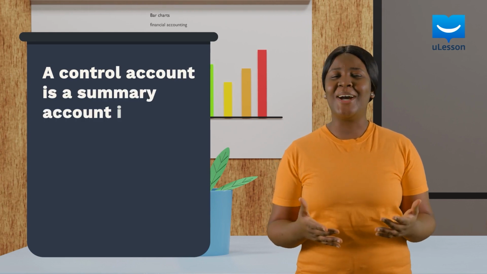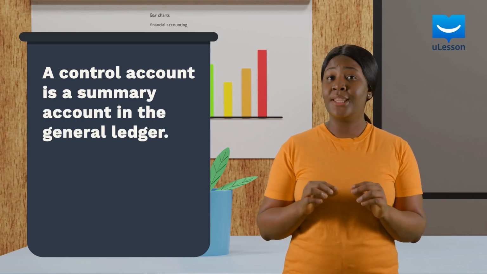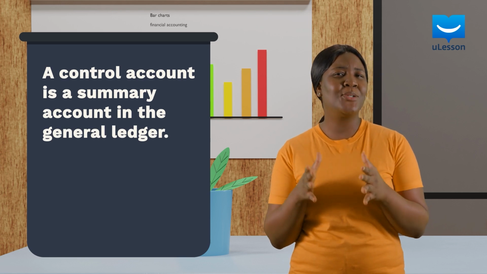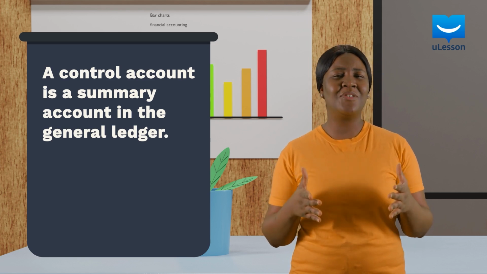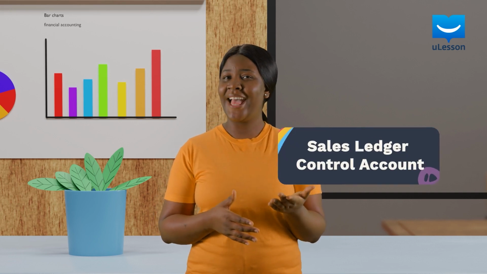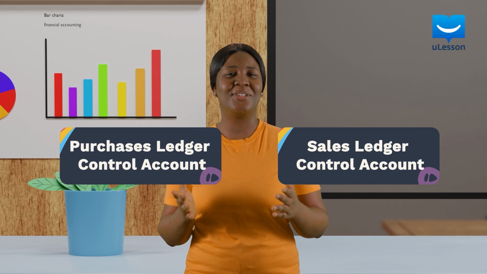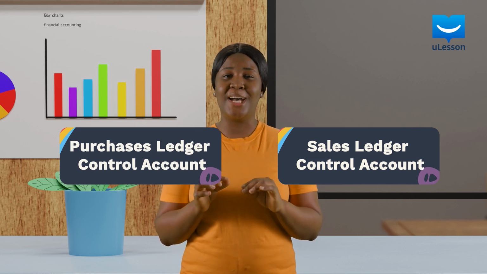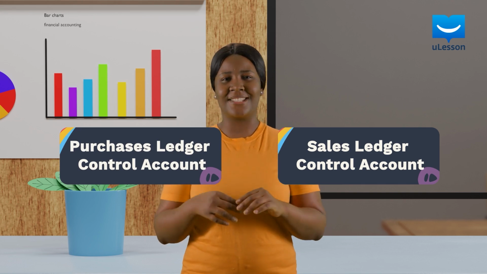To reduce this and to provide a check on the accuracy of the balance of the ledger, control accounts are prepared. A control account is a summary account in the general ledger. This account contains aggregated totals for transactions that are individually stored in subsidiary level ledger accounts. There are two types of control accounts: the sales ledger control account and the purchases ledger control account. We will look at each account in much detail in subsequent lessons.